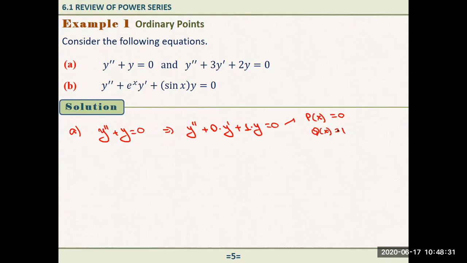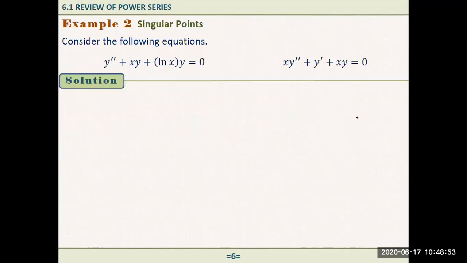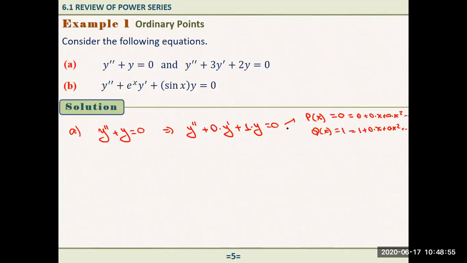They're already polynomial functions, right? I can just write it as 0 plus 0 times x plus 0 times x squared. It is analytic at 0 or any point. How about this one? Also, it's already a polynomial function. I can write it as 1 plus 0 times x plus 0 times x squared. So it also has a power series representation. So these two functions are analytic, not just at 0, but anywhere. That means P and Q are always analytic at any point on the number line, so it doesn't have any singular point.